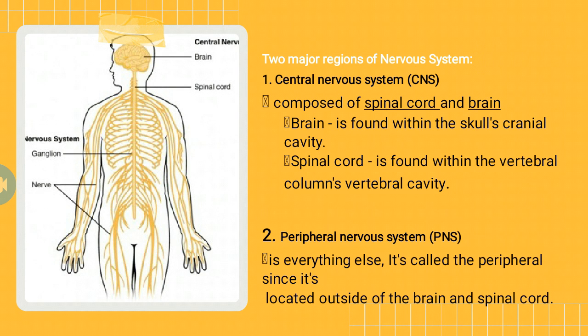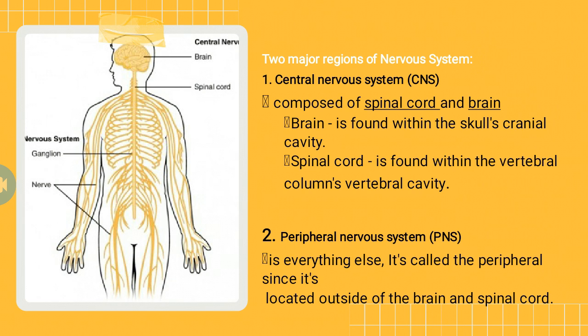The two major regions of the nervous system are the central nervous system and the peripheral nervous system. First is the CNS, also known as the central nervous system. It is composed of the spinal cord and brain. It controls most functions of the body and mind, and it consists of two parts, the brain and the spinal cord. The brain is found within the skull's cranial cavity, and this is the center of our thoughts, while the spinal cord is found within the vertebral column's vertebral cavity.